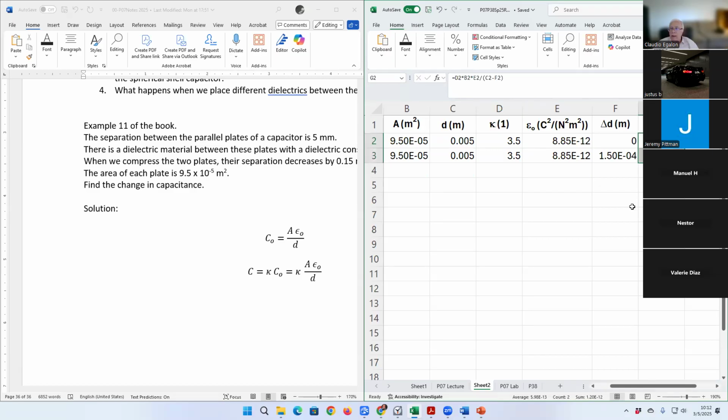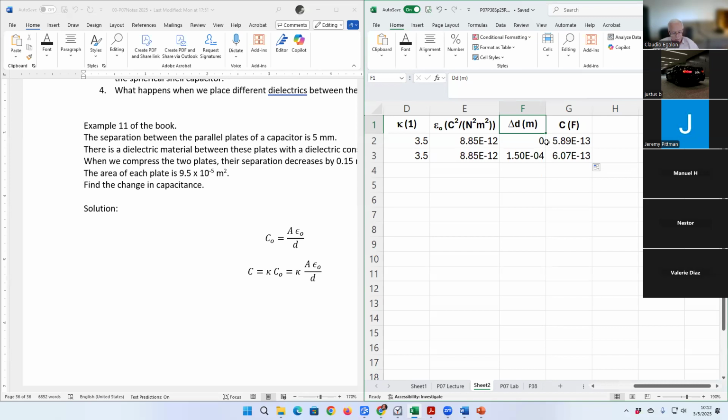And now I can click and drag. Now we are going to get a capacitor with a separation that is slightly less, and you can see that the capacitance increases. The change in capacitance, delta capacitance in farad, is going to be one minus the other. That's what the book has: 1.82 times 10 to the minus 14 farad. There's a very small change here.